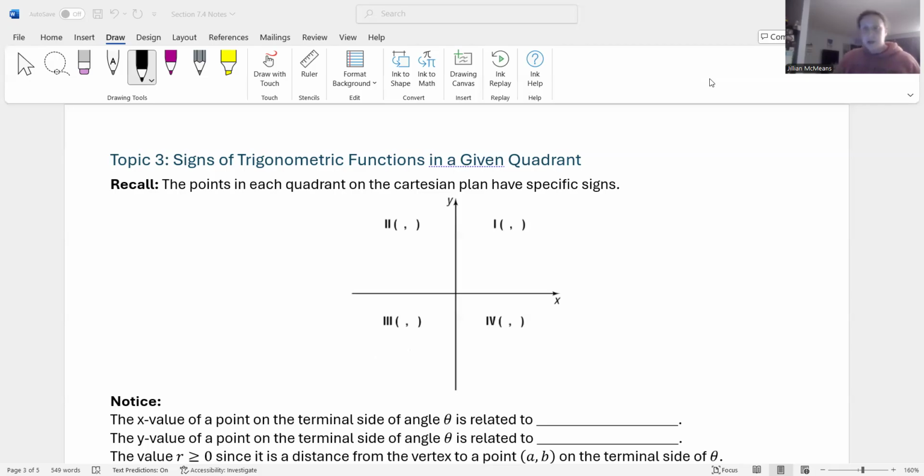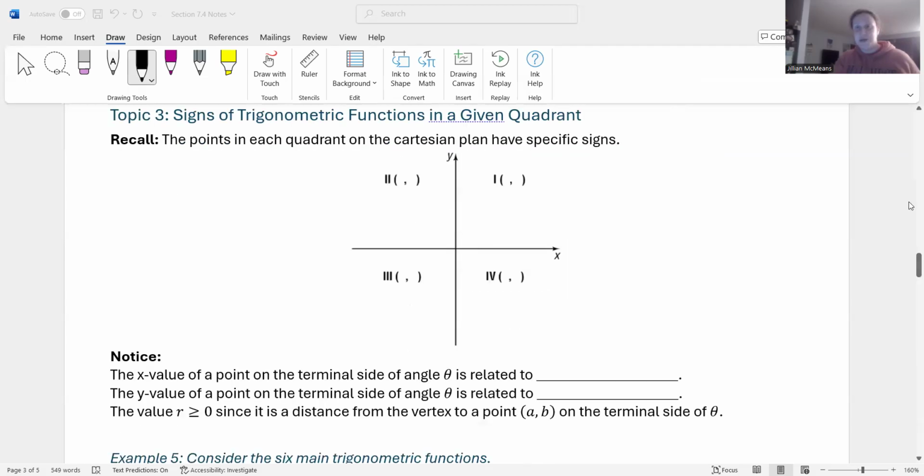So we need to remind ourselves of a couple of things, and then we're going to do a little bit of side work here just to make sure we're all good. So this is going to take a little bit, but I think it'll be worth it. Okay, so recall the points in each quadrant on a Cartesian plane have a specific sign.